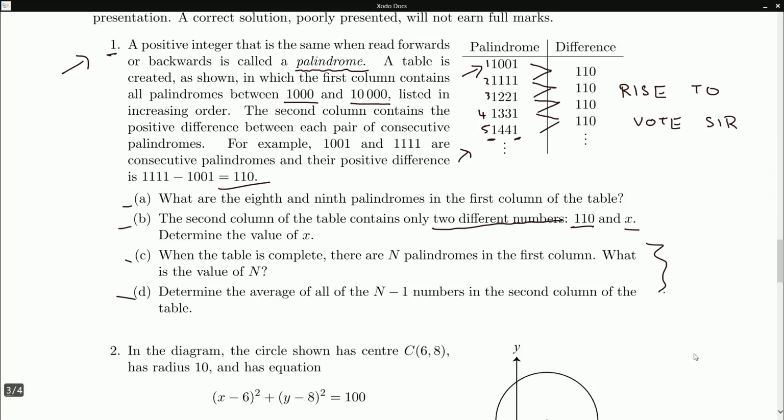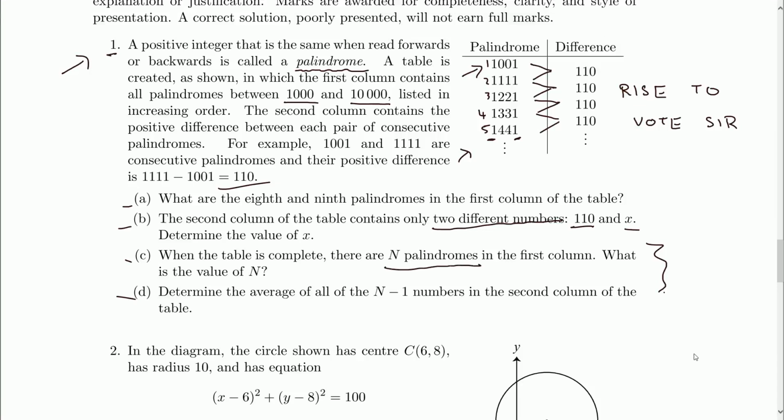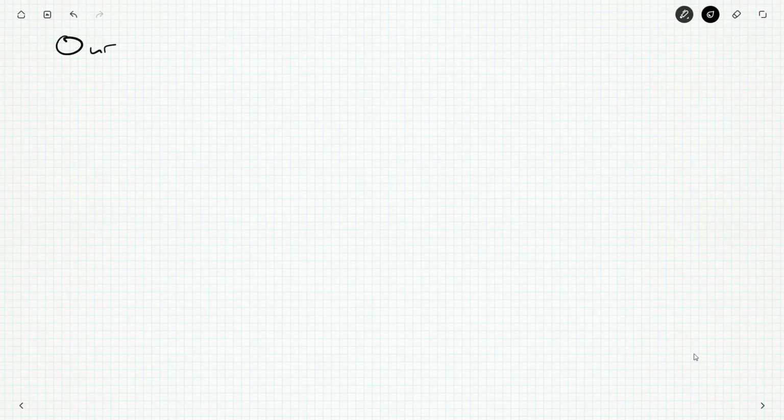When the table is complete, there are n palindromes in the first column, because we go all the way up to 10. So it's only 4-digit palindromes. What is the value of n? Fine. All right, so now we would probably start writing some things out. Our table consists of all 4-digit palindromes.